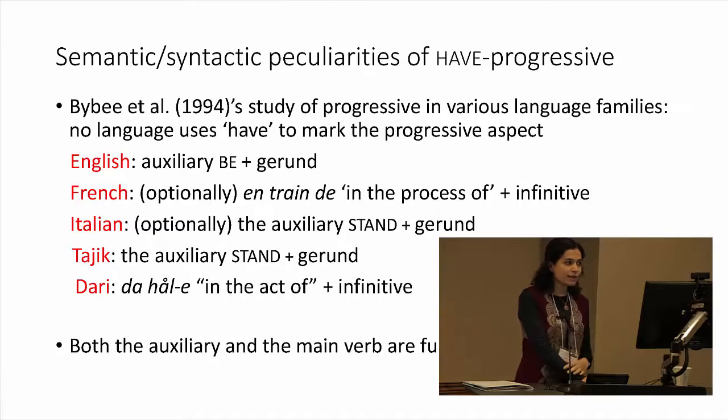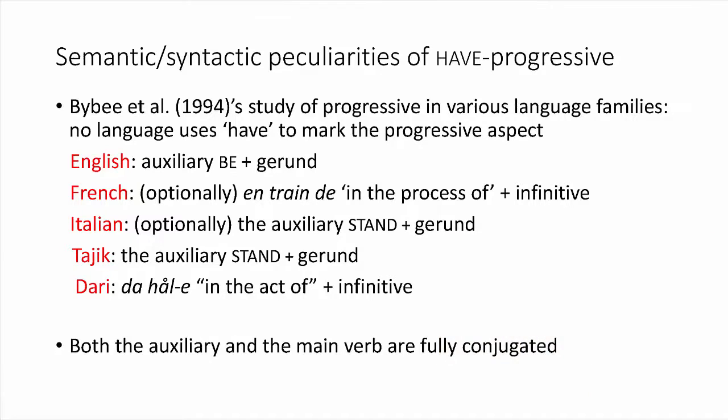And as far as syntax is concerned, it is peculiar that both the auxiliary and the main verb are finite forms. So, for example, in other periphrastic constructions in Persian, only the auxiliary verb gets a finite form, and then the main verb is either participial or infinitive. But in this construction, both the auxiliary and the main verb are finite forms.